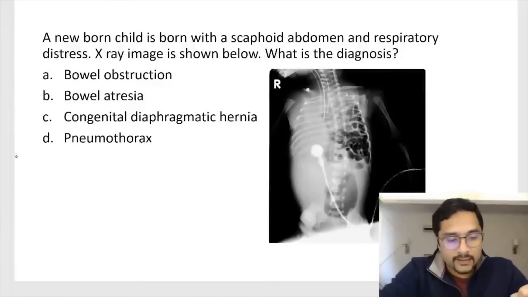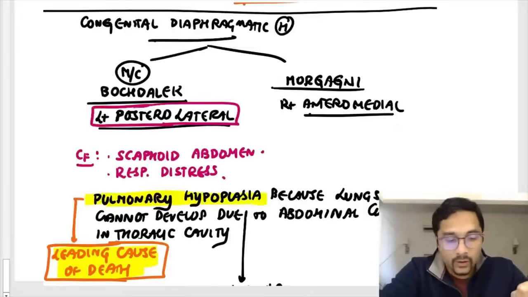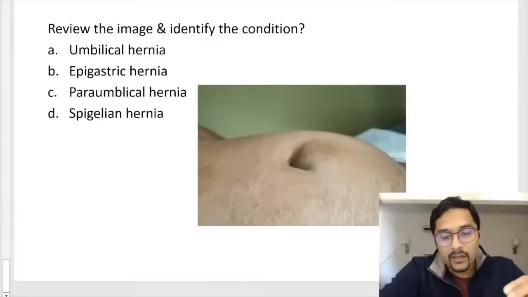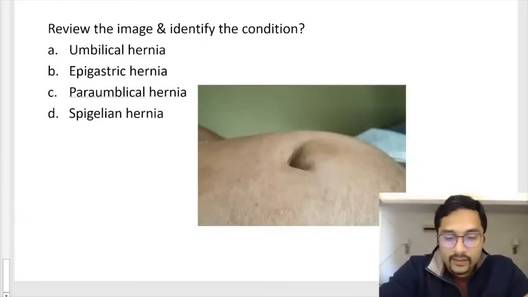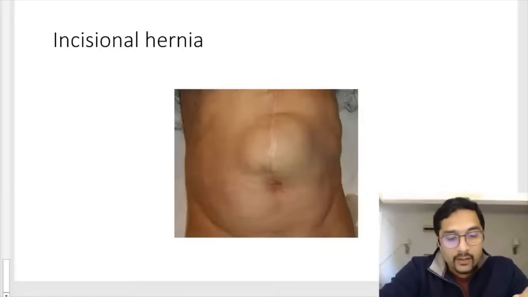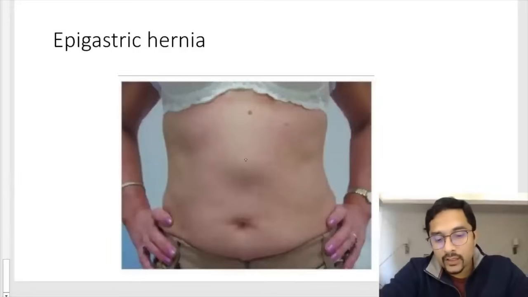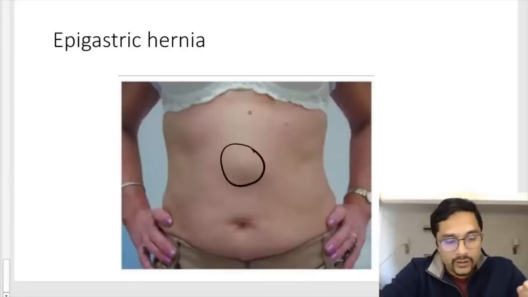We've already discussed congenital diaphragmatic hernia. As I've told you, Bochdalek is more common. This was also asked in the FMG exam. Review the image and identify the condition. You can see this is a para-umbilical hernia. This is an incisional hernia. This is an epigastric hernia because it is coming out through the epigastrium.